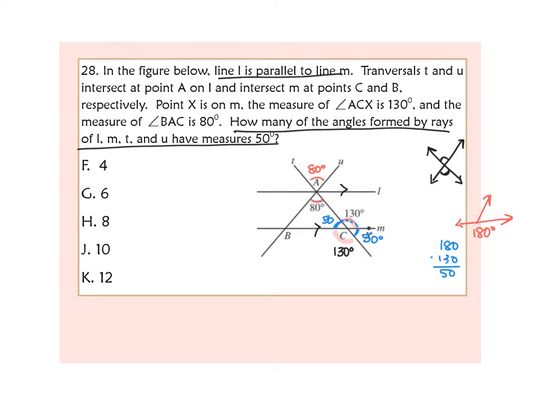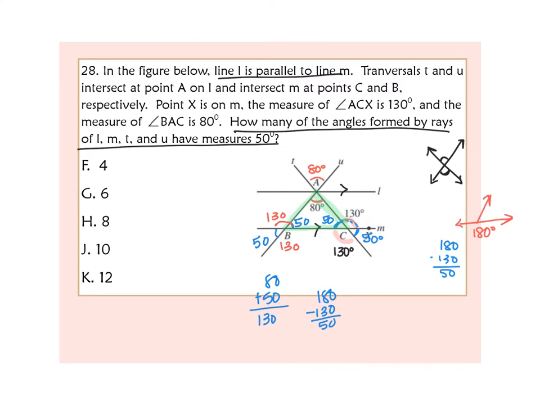I have a triangle. I know triangles add up to be 180, so I have 80 plus 50 is 130. 180 minus 130 is 50, so I have another 50-degree angle here. These two are vertical, so I have another 50-degree angle. I know that this is a straight line, so this would be 130, and this would be 130.